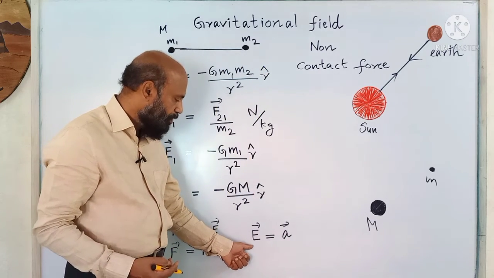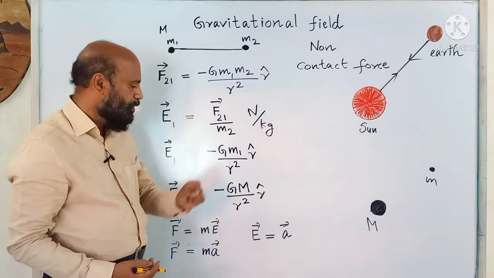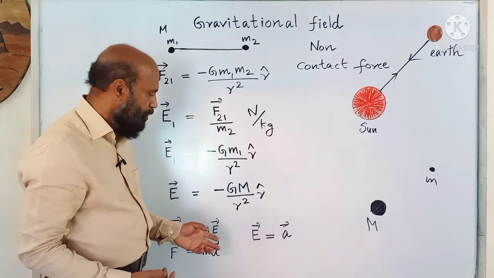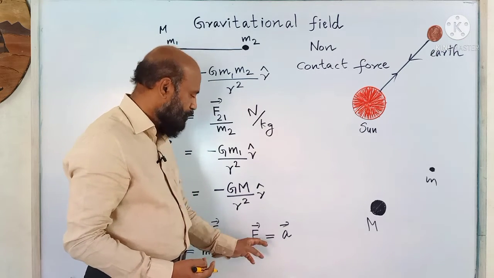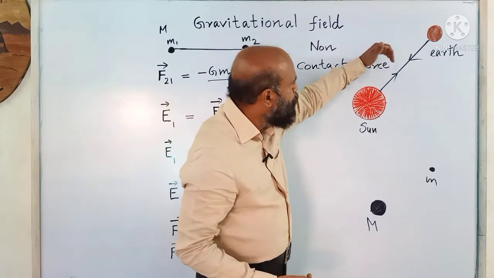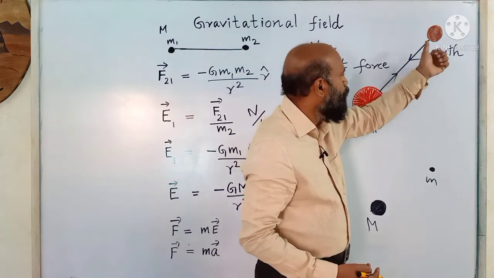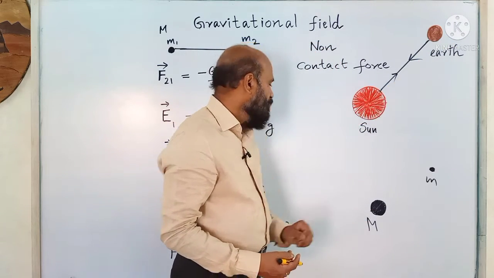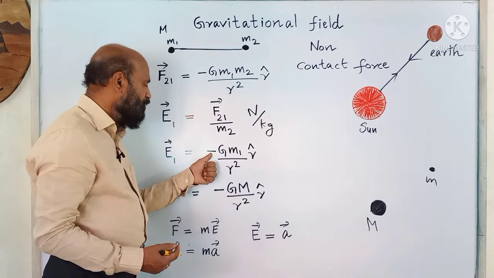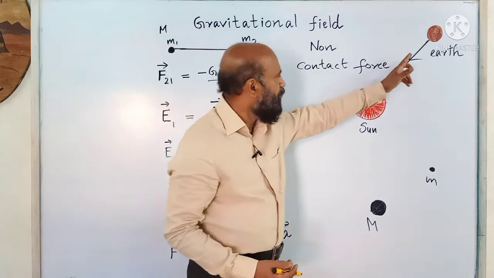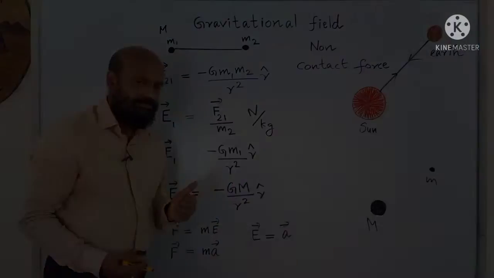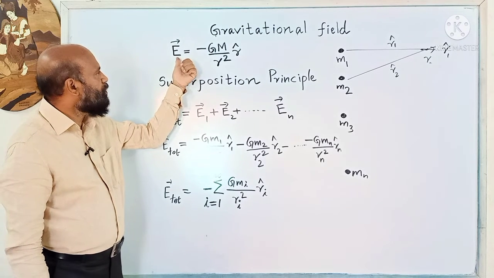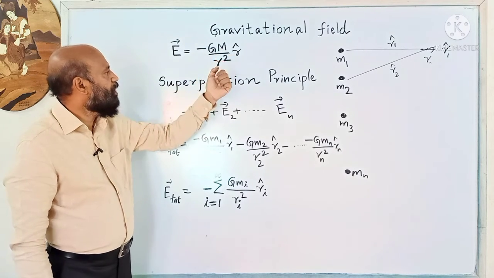Intensity is measured in Newton per kilogram. Acceleration is measured in meter per second square. So these two are two separate quantities. Now when we move away, intensity goes on decreasing. Intensity near the mass is more. In this expression, this negative sign is to show the direction. So intensity is directed towards the mass. So this is the expression for intensity of the gravitational field. Intensity depends on the mass and the distance.